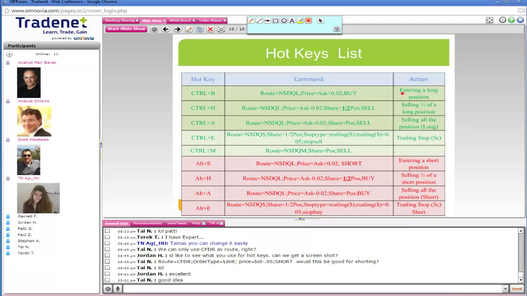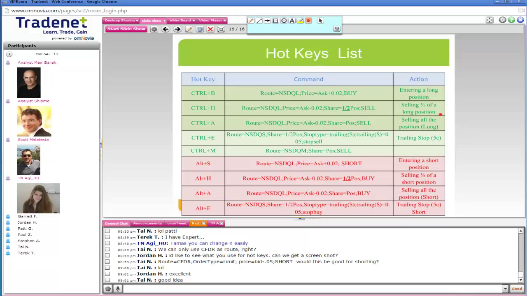For example, entering a long position: the route equals Nasdaq L or CFDR, price equals ask plus 0.02, semicolon buy. That means you are going to buy at the ask, but you are willing to pay a better price than the best seller in order to make sure you are in the trade. You can assign here the hotkey Control B, which means buy, but you can also assign any other key that suits you.